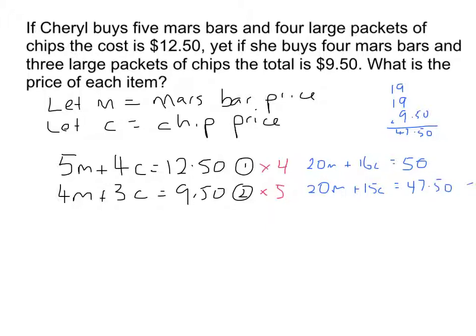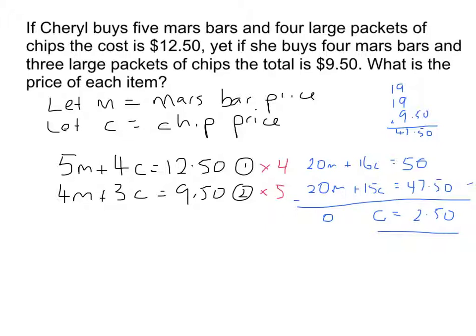Okay. Now we want to eliminate the M's, so in order to do that we're going to take away the second line from the first line. So 20M take 20M is 0. 16C take 15C is 1C equals 50 take away 47.50, which gives us $2.50. So that tells us that the packet of chips is going to cost us $2.50.